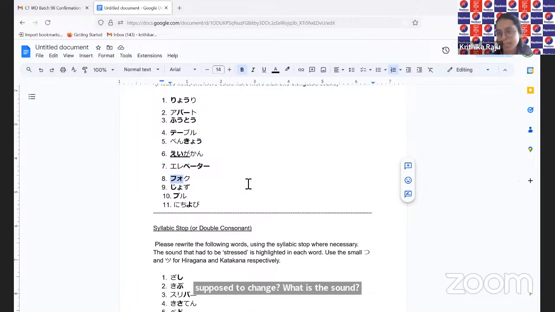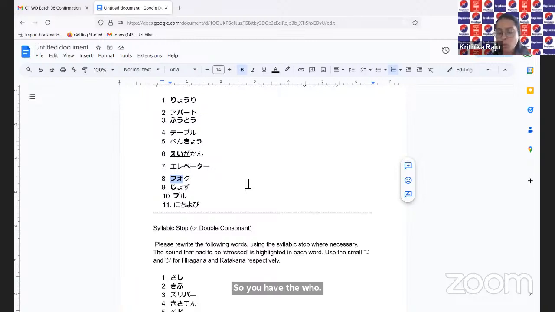Poke, right? Yes. The word is poke. Fork. So you have the hu. To get the ho sound, you take hu and add the small o next to it. So that gives you ho.